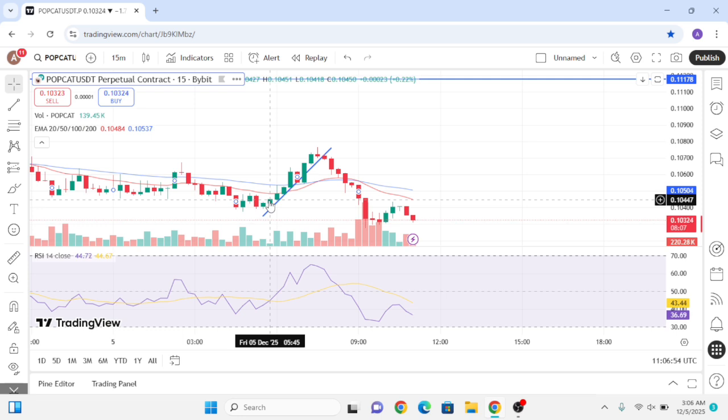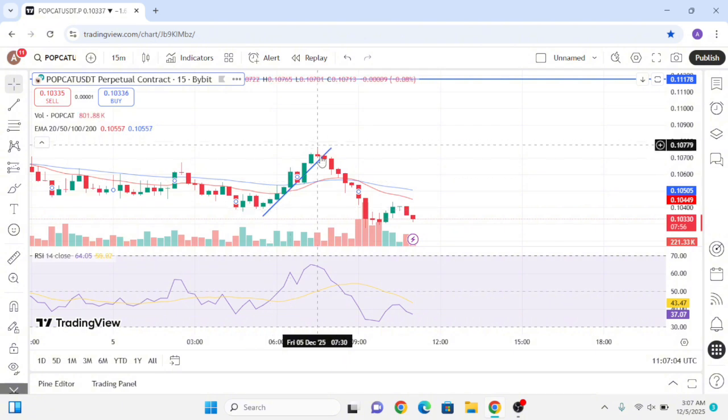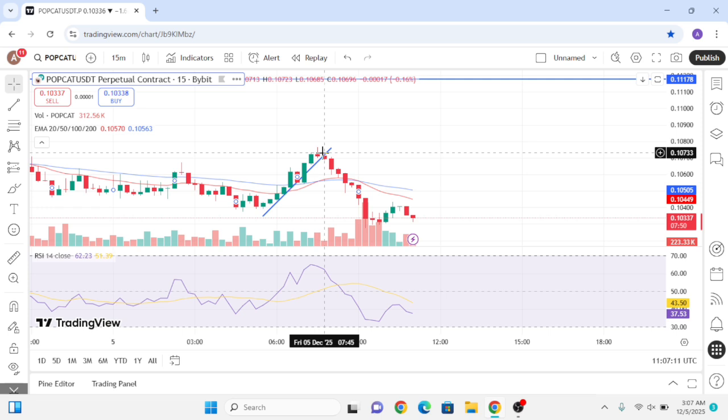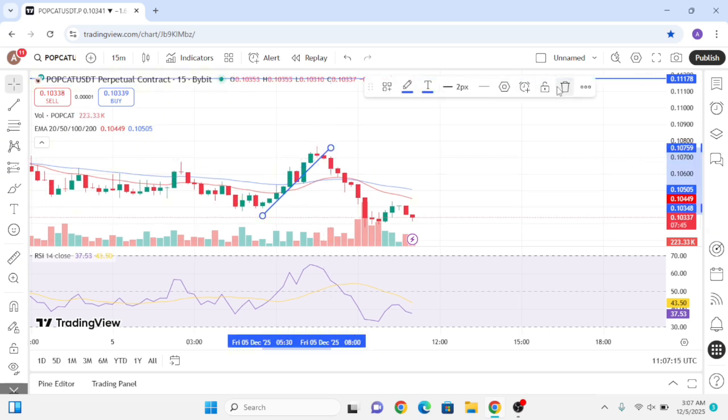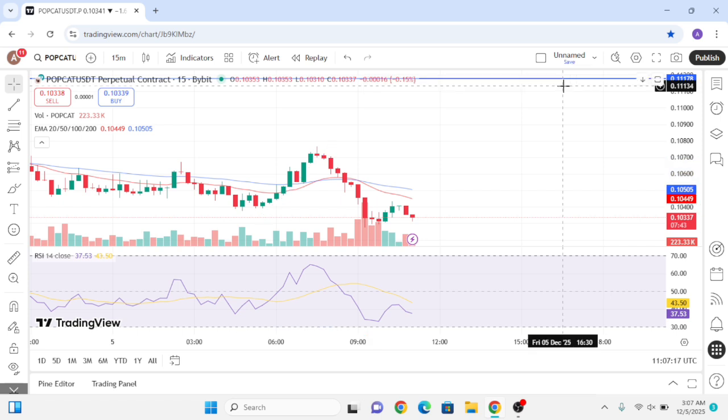The second one is to mark trend lines. You have to mark the uptrends and the downtrends. For an uptrend, you have to connect these lows and highs together. And then when it has broken the trend line, you have to close the trade and know something is going on in the market at that moment, or the trend is about to change.